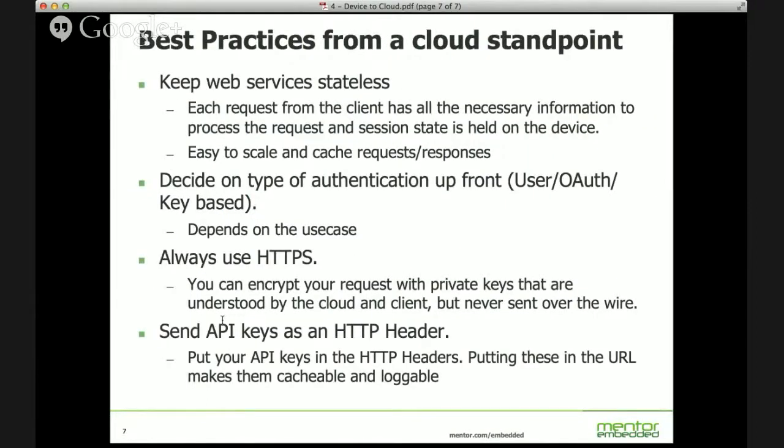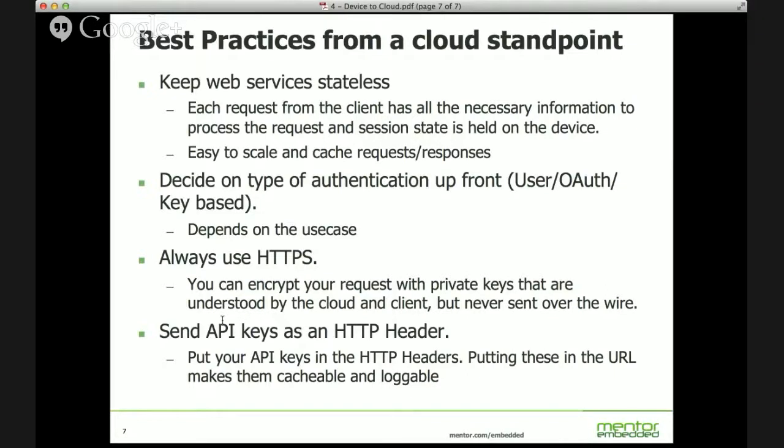So I wanted to touch on best practices from a cloud standpoint. One thing you really want to do when you're developing these web services is keep them stateless, because the importance of that is you can easily scale your requests and responses. At one point in time, you might have 10 devices sending you data, or you might have thousands of devices sending you data. You want your services to be able to handle that in a scalable manner. So that's pretty important.